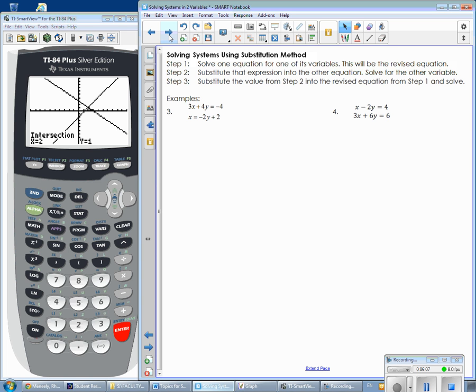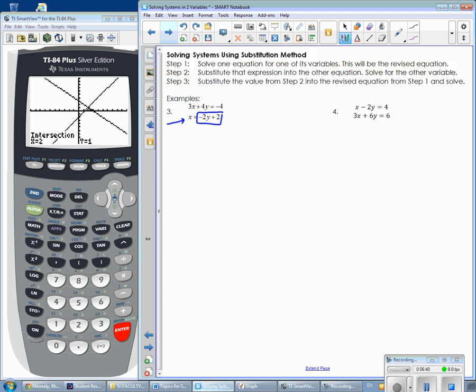But that's okay. If I use the substitution method, because I already have an expression that is equal to one of my variables, I can actually take that expression and substitute it in for the variable in the other equation. So I've got the steps listed. It says to solve one equation for one of its variables, and this will be what we would call the revised equation. So if you take a look, my first step is already done for me because I already have x by itself. The second step then would be to take that expression and plug it into the other equation and solve for the other variable.